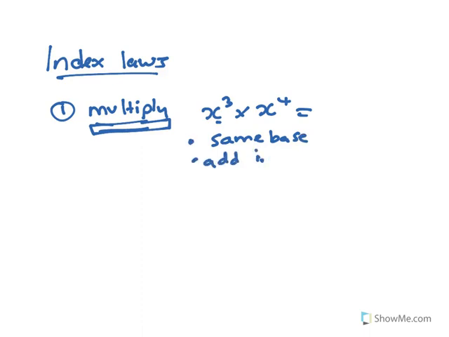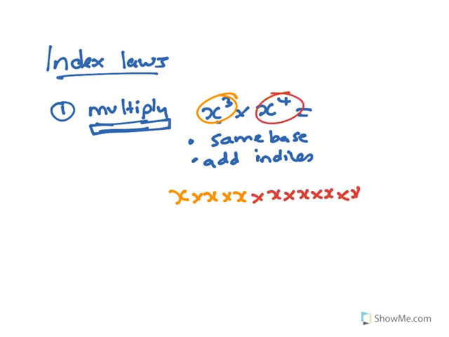And the reason you can add the indices is because the x^3, which is here, can be written as x times x times x. And the x^4 can be written as x times x times x times x. So that's 4 times, and that's 3. So altogether we end up with x to the 7.